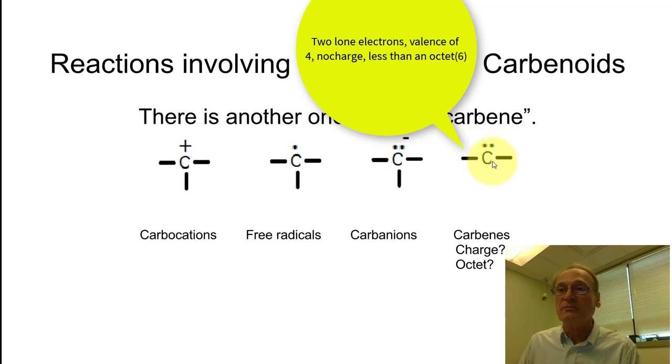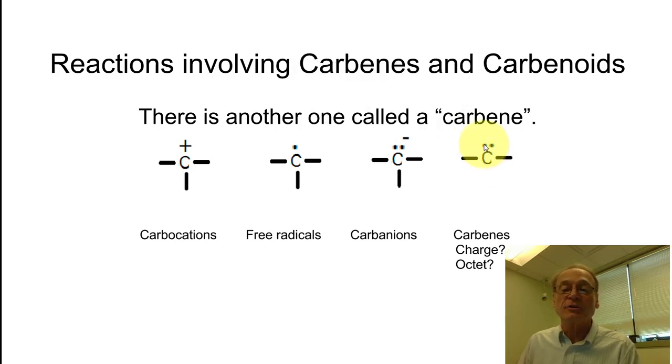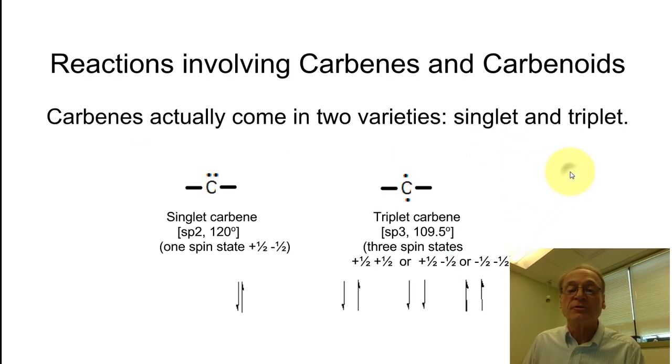Carbenes generally are not stable molecules, not found in bottles or even in solution for periods of time. Again, they only occur as intermediates in mechanisms. So in terms of the answer, charge 0, octet no. But we will see a mechanism involves a carbene here in a few minutes.